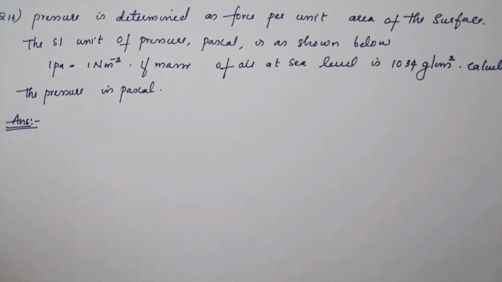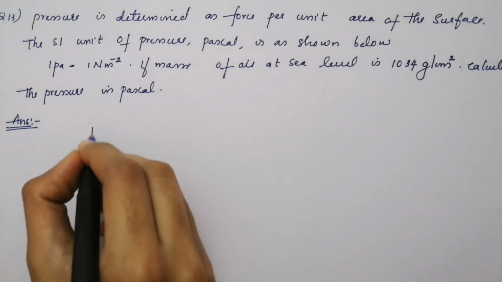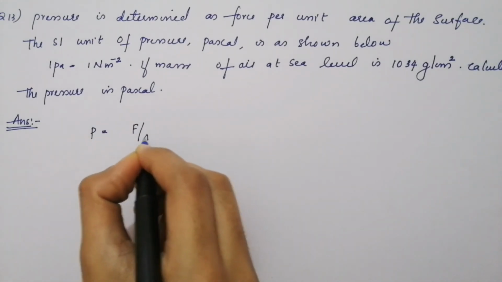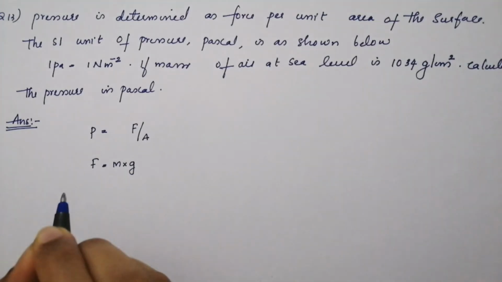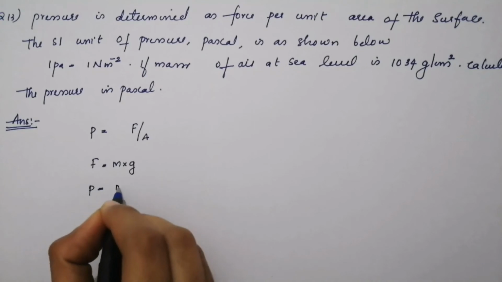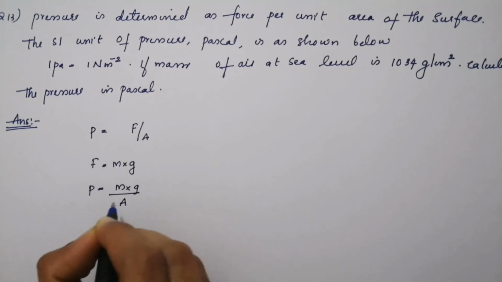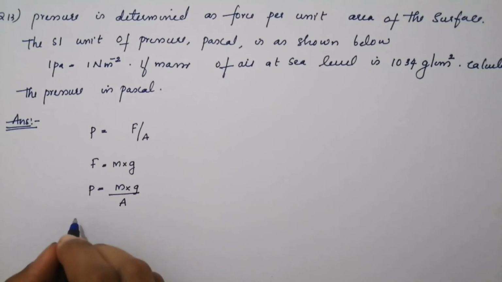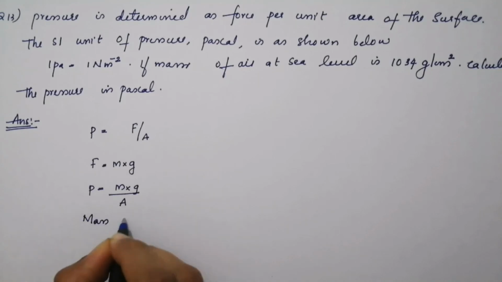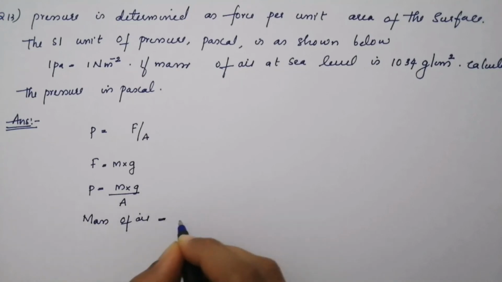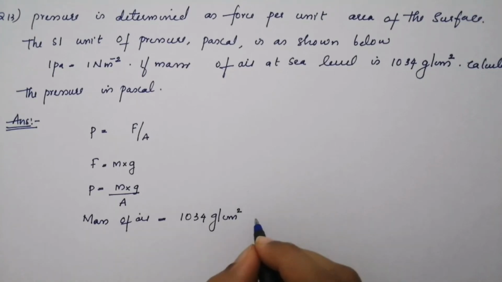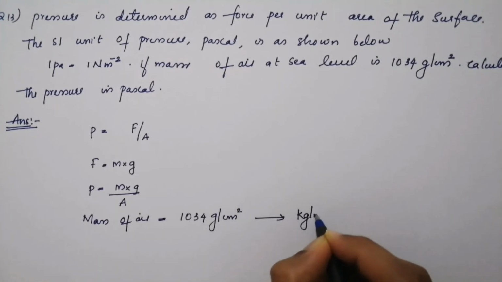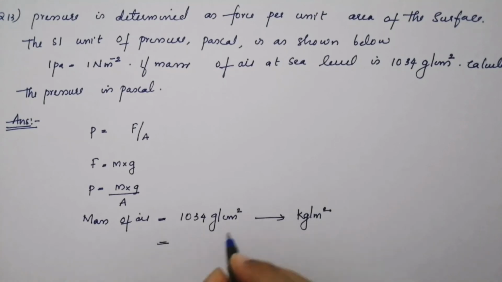We all know that pressure is force upon unit area and force is mass into acceleration due to gravity. So we can say pressure as mass into acceleration due to gravity upon unit area. Here we are given the mass of air as 1034 gram per centimeter square. Now we are going to convert this into kilogram per meter square. How do we convert gram per centimeter square into kilogram per meter square?